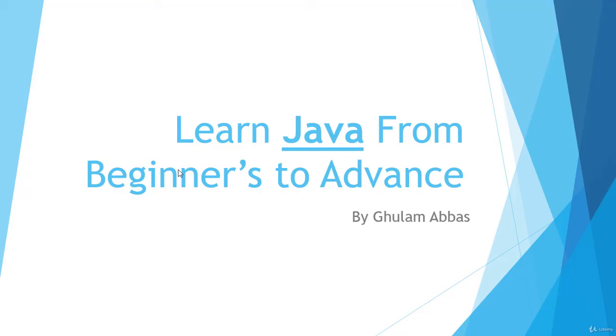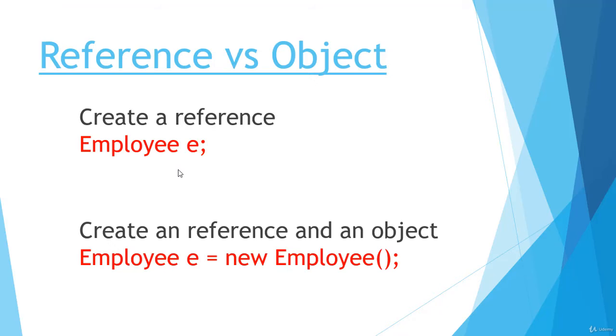Today in this video we are going to compare object with instance and object with reference. So first of all we compare reference with the object. Now how can you create a reference? When you put your class name and after that you type the reference variable, like here I have written E, then this is called creating a reference. And when you want to create an object, you use the new operator, like Employee E equals new Employee(); and then semicolon, and this whole thing creates an object for you. This is what we call creating a reference and an object.